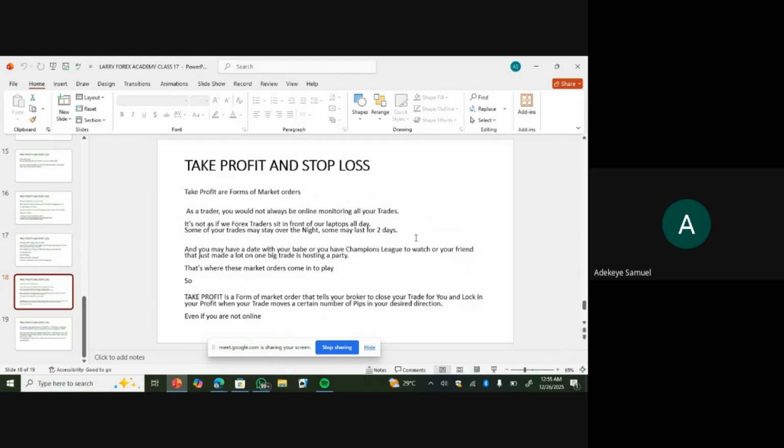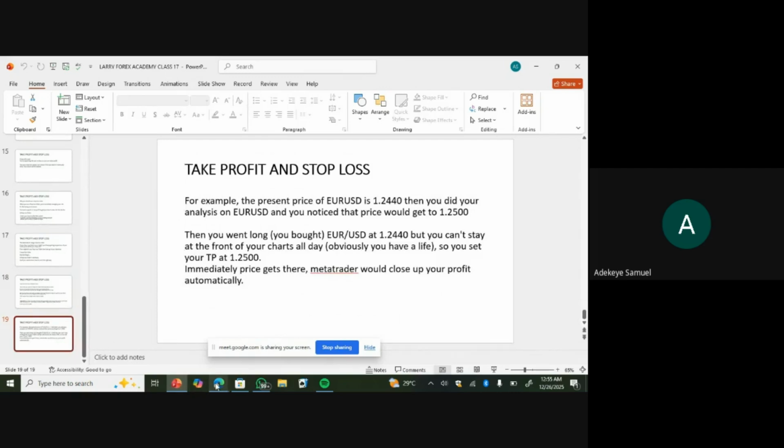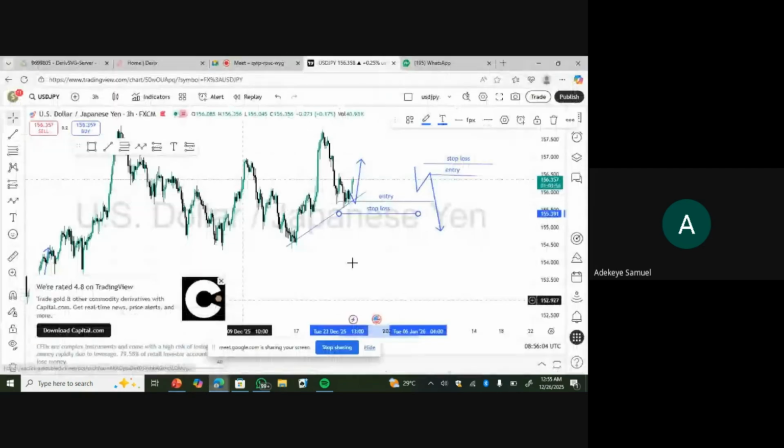All right. Just an explanation. Take profit is a form of market order that tells your broker to close your trade for you and log in your profit when the trade moves a certain number of pips in your desired direction, even if you are not online. Let me explain take profit.